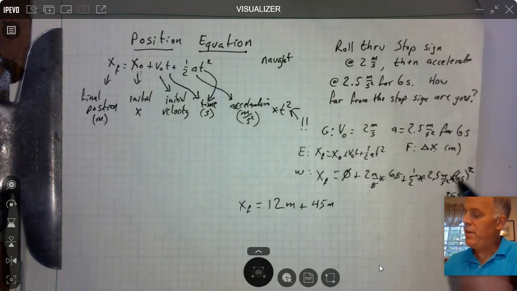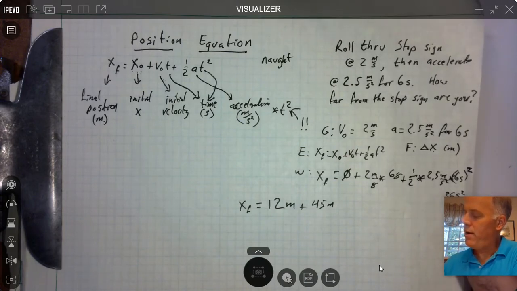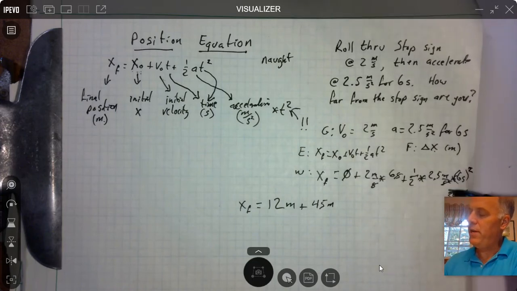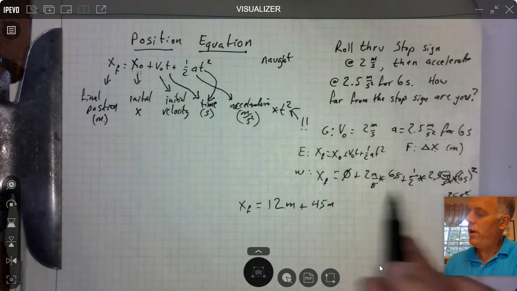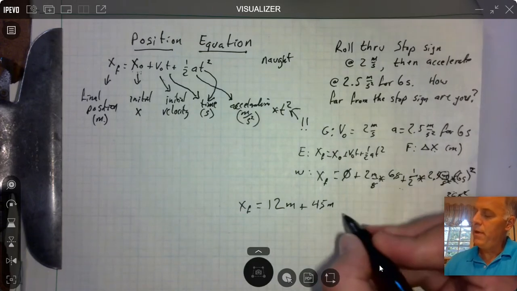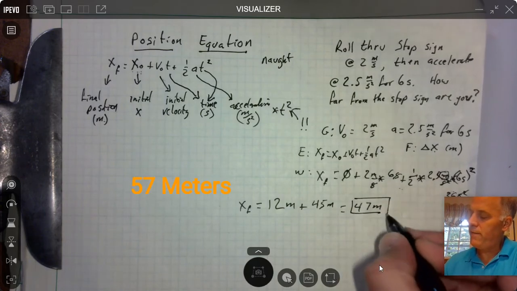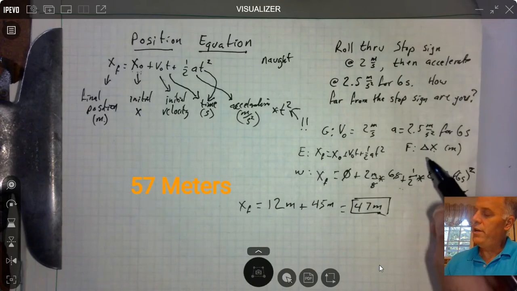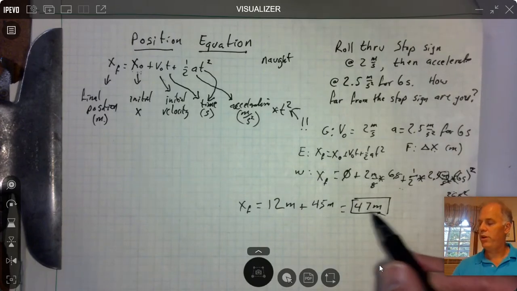We have to square everything inside those parentheses. So since it's 36 seconds squared, those seconds squared cancel the second squared in the meters per second squared and leave us just with meters. So it all boils down to 45 meters for this term. Add them together and we get 47 meters is our answer. Okay, we wanted to know how far we went in meters. We got an answer in meters and it's all good.